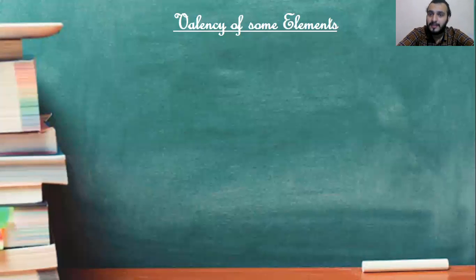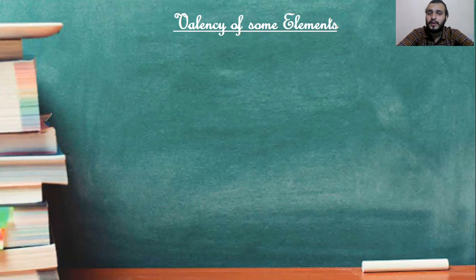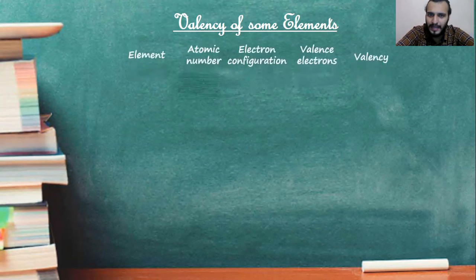So using this, let's try to find out the valency of a few elements. Okay, so we have a simple table over here. Very first is hydrogen. Its atomic number is 1. What will be its electronic configuration? As hydrogen has only 1 electron, its electronic configuration is also 1. That is, the first shell will have only 1 electron. That's it. Next, valence electrons. What are valence electrons? Electrons in the outermost shell. Again, in case of hydrogen, as it has only 1 electron, its valence electron will also be 1.